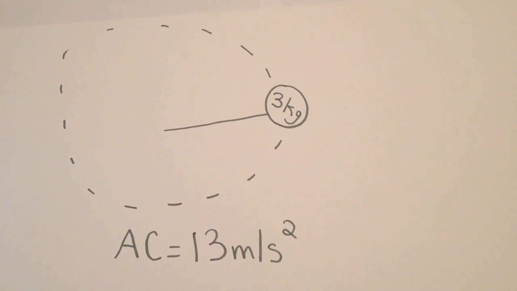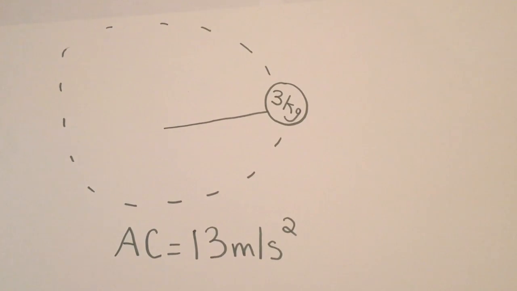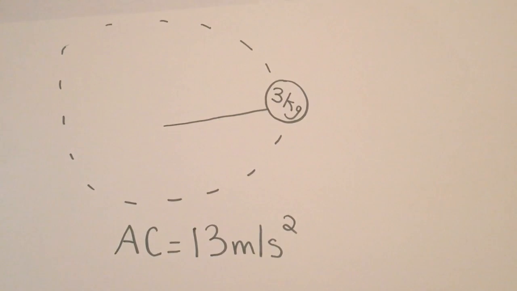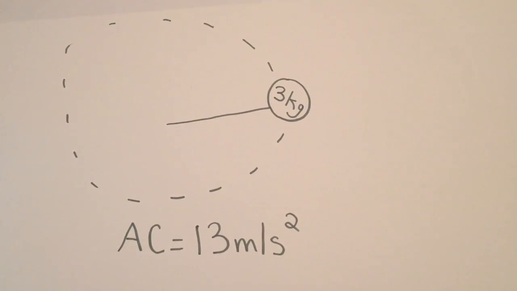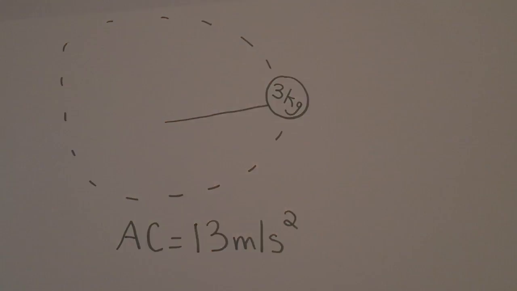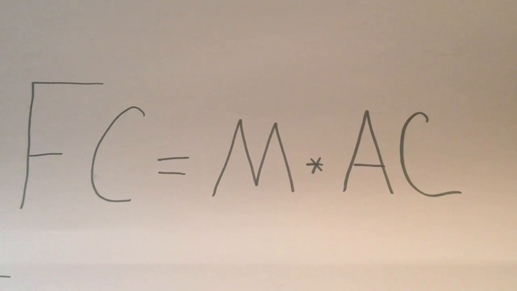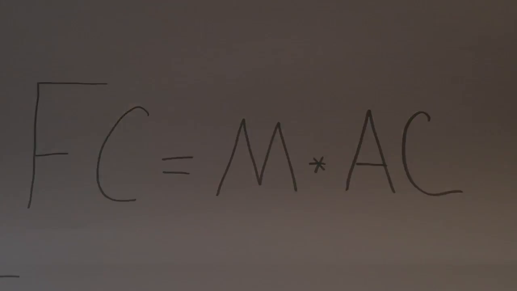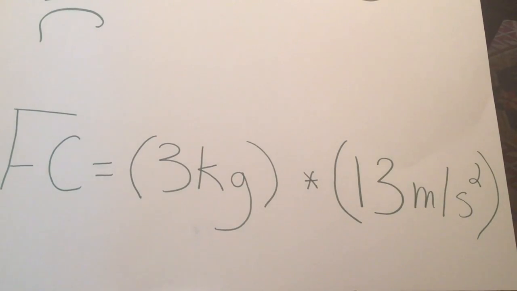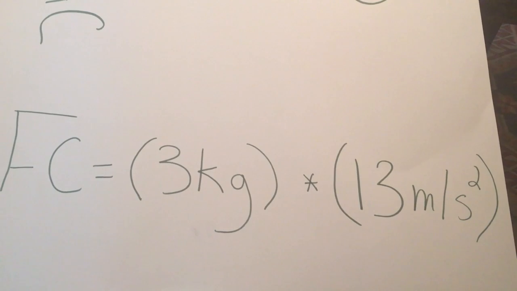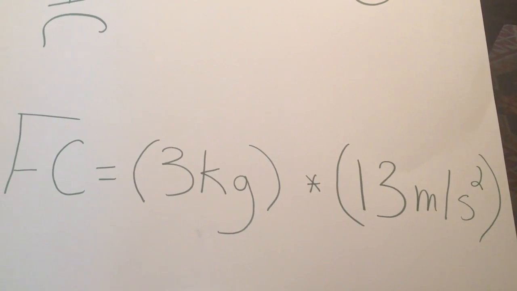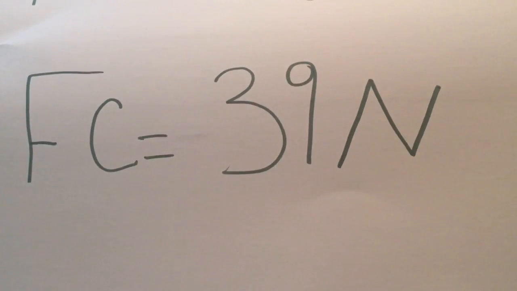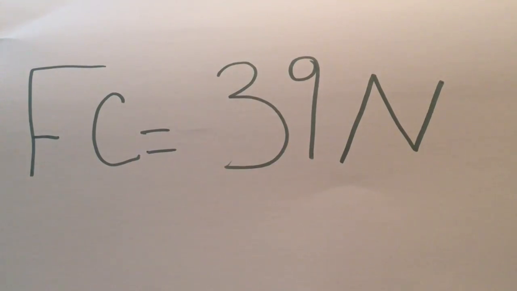For this problem, the ball weighs 3 kilograms and the acceleration is 13 meters per second. Now, what equation would we use to find the centripetal force? First thing you want to do is write out your equation. M times ac equals force. Next, you want to write out your equation with the numbers in units. 3 kilograms times 13 meters per second. Finally, you multiply your numbers to get 39 newtons. Make sure you include the units. Now that was an easy problem.